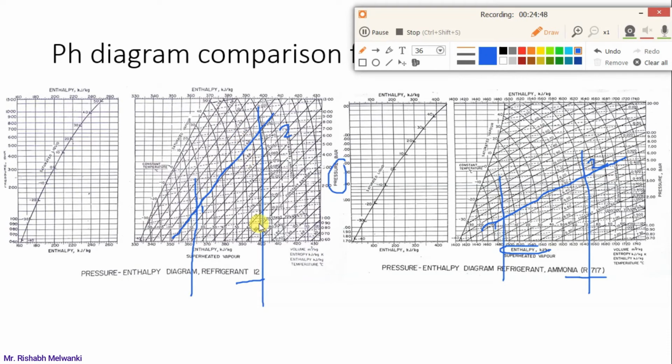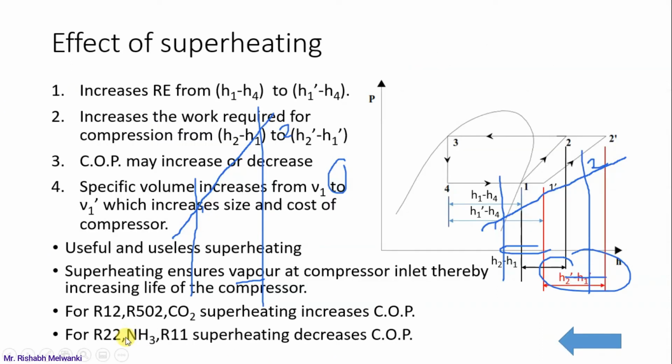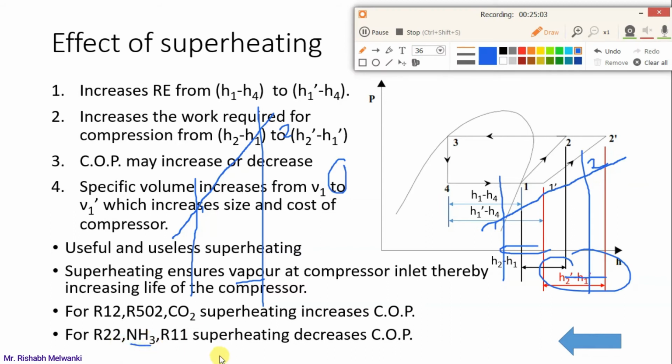So here this delta H is greater. What I am trying to suggest is that compression work in ammonia is greater. So if I am doing superheating in case of ammonia refrigerant, the same thing is written here: in case of ammonia, superheating decreases the COP. Why? Because there the compression work will be more. But in case of R12, we just observed that the slope of the isentropic curve on the pH chart is more, meaning the compression work will be less. So that is why superheating will increase the COP in case of R12.